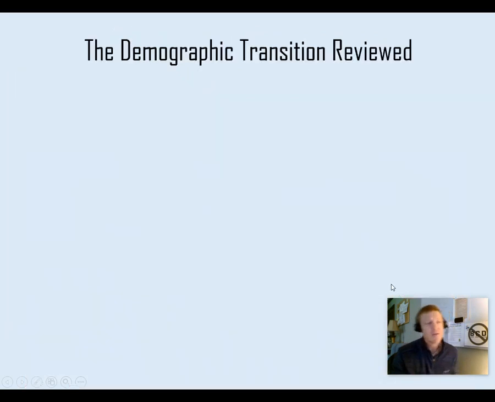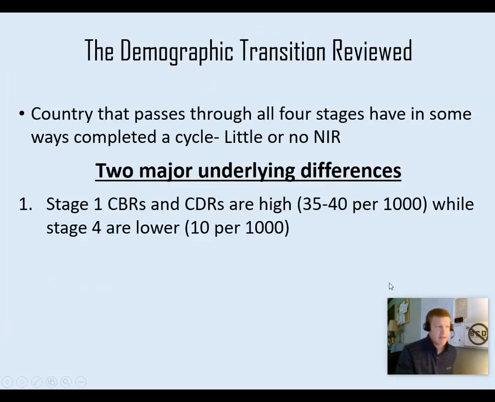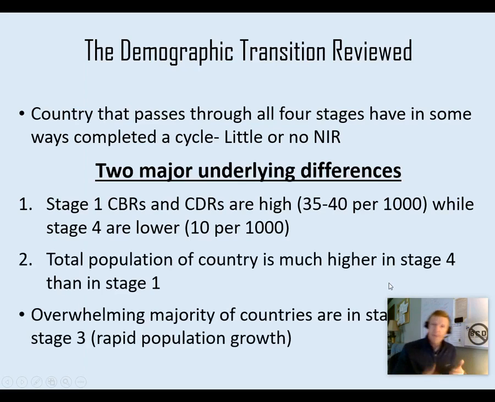All right, so to review the demographic transition, here's the basic idea. Again, stage 1, high birth, high death, low natural increase rate. By the time that the death rate plummets in stage 2, the birth rate drops the first time in stage 3. You have low birth and low death by stage 4. Stage 1 has low natural increase rate. Stage 4 has low natural increase rate.